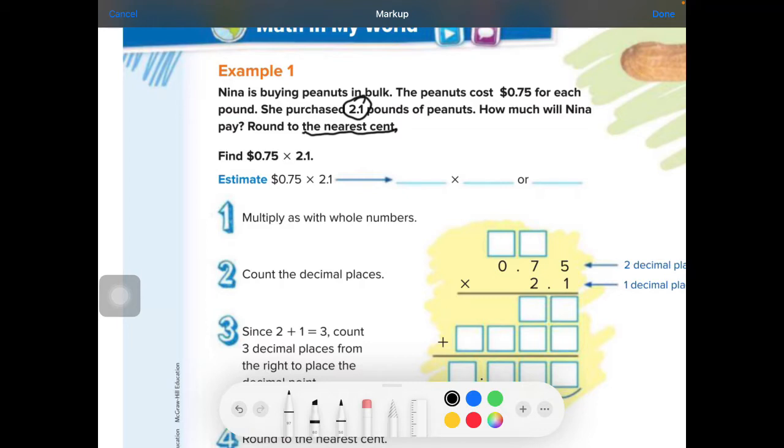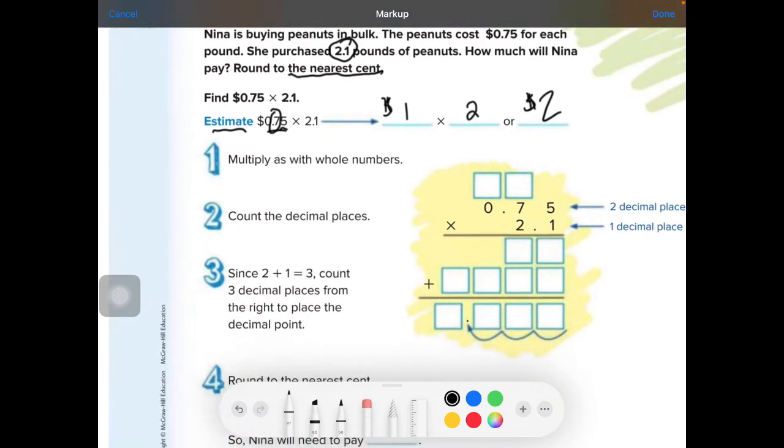First, let's estimate. So we're going to estimate 75 cents. Is 75 closer to a dollar or closer to zero? You can figure that out by having that be your target, and the 5 will tell you that it's going to go up. Now, we could put 80, but we want to be able to put something a little easier because we are estimating. So let's do something a little more compatible. Let's just do $1. Now, 2.1 rounded to the nearest whole number would be a 2. So we have $1 times 2 is going to equal about $2. So she's going to pay about $2 is what her estimation is going to be.